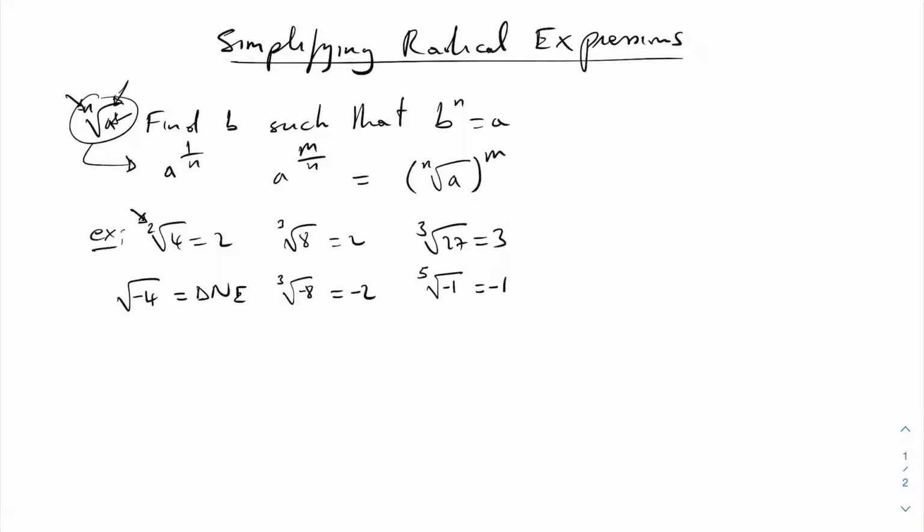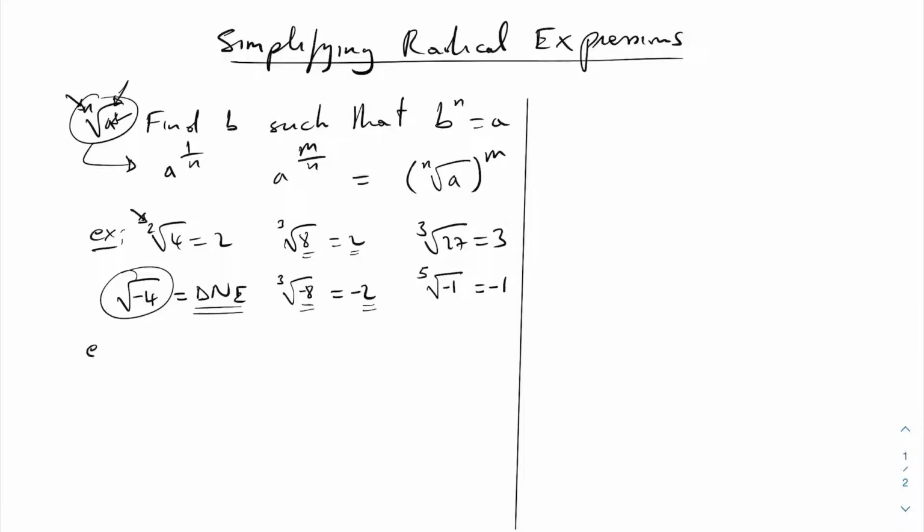All right, there are 2 things I want you to take away from this. The first thing is that a, the number you're trying to find a root for, and b, the actual root, have to have the same sign, as you can see in these examples. The second thing is that even roots of negative numbers do not exist, because you can't multiply a negative number an even number of times and get another negative number. So that doesn't exist. All right, let's move on.